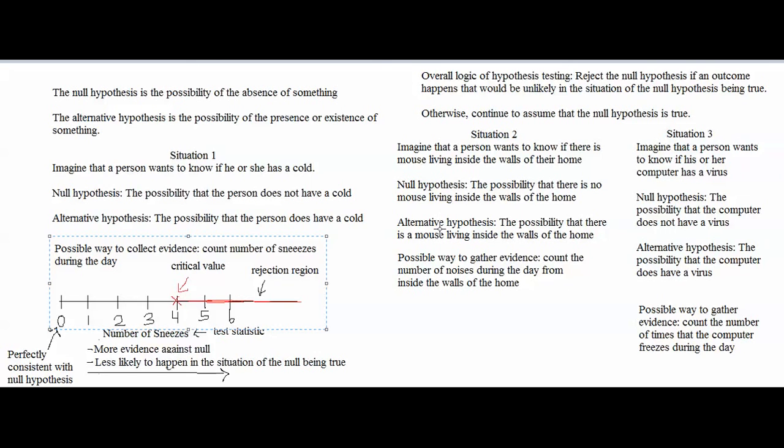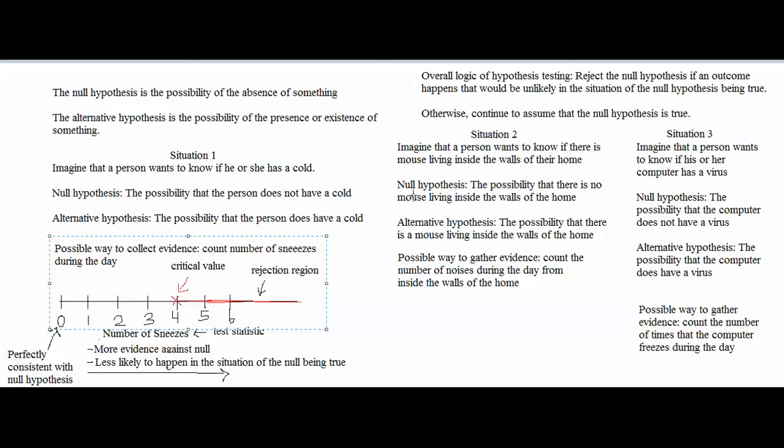Another wrong conclusion is when you don't reject the null hypothesis and you assume that the null is true, but in reality the alternative is actually true. That's called a type 2 error. So if I don't hear any noises during the day and I assume that the null is true, but it turns out that the alternative is actually true, and it's just a quiet mouse, then I've made a type 2 error.